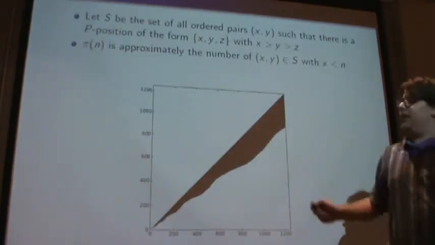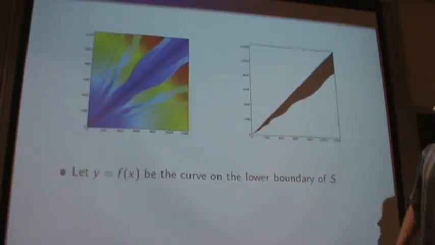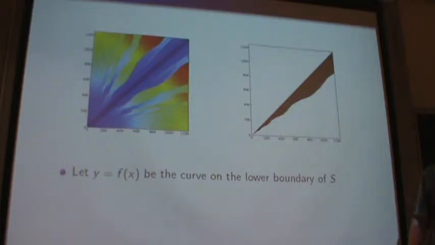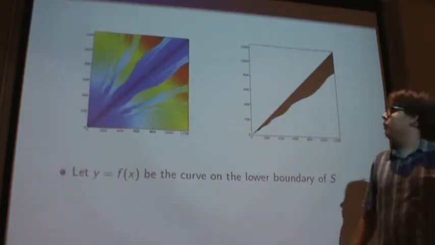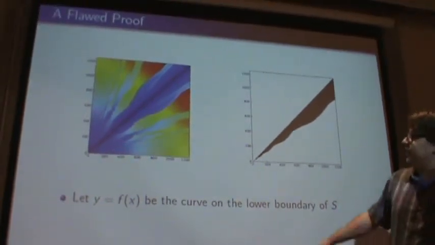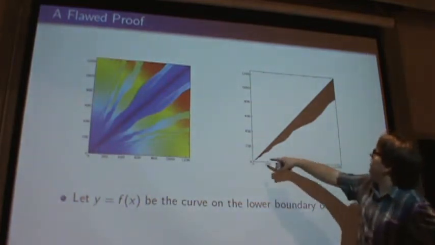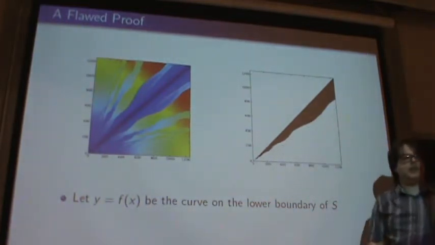So I'm going to show you a proof of this, and this proof is going to be long, but this proof is going to be very helpful for understanding why this is true. So here's what we're going to do. We're going to say that the function y equals f of x is the curve on the lower boundary of x. So this thing right here. That's y equals f of x.